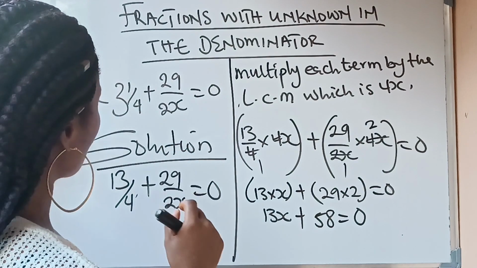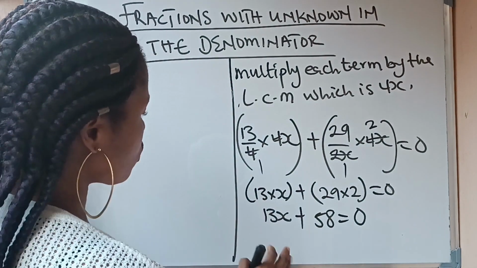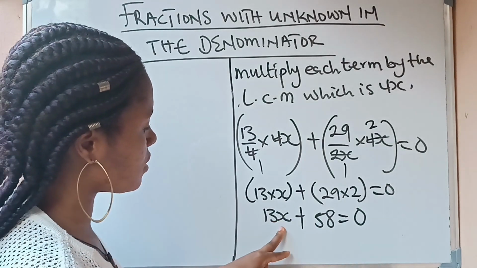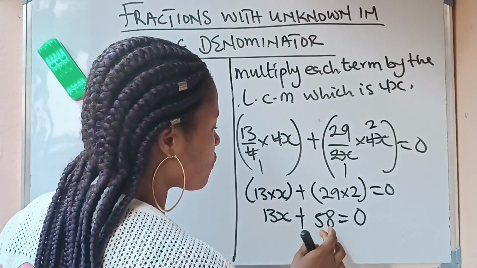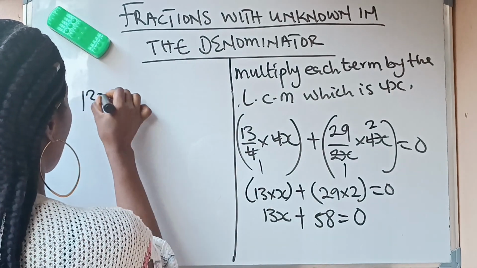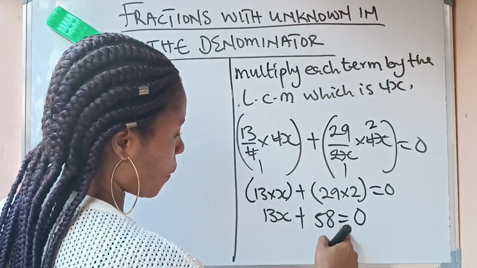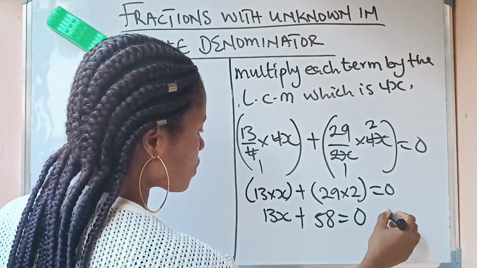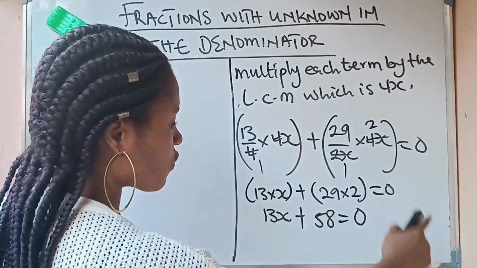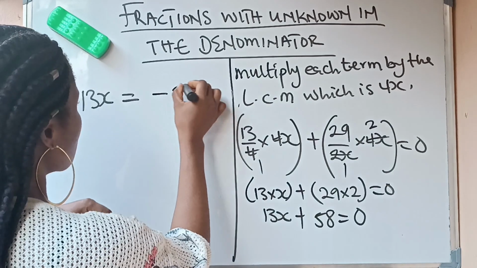Now what are we going to do? We are going to finish this solution. We are going to collect like terms. I want this 13x to be on its own and this 58 to be on its own. So I'm going to have that 13x is equal to this plus 58. We cross this equation sign to become minus 58. And 0 minus 58 is still minus 58. So it's going to be equal to minus 58.